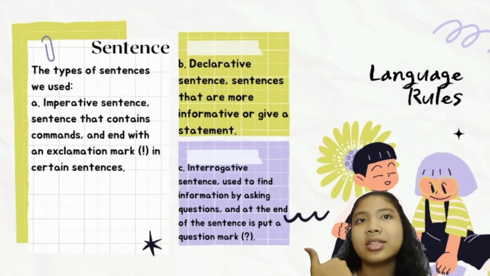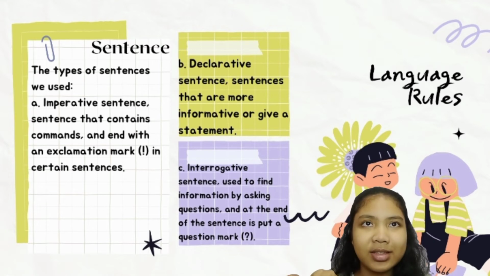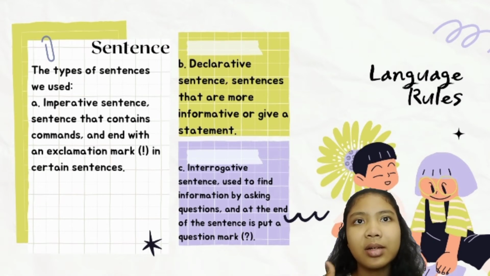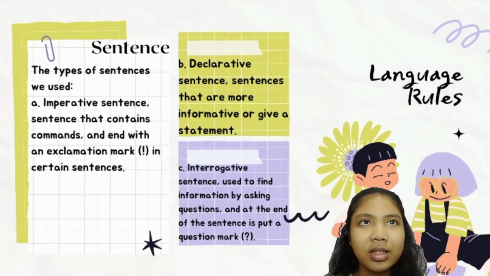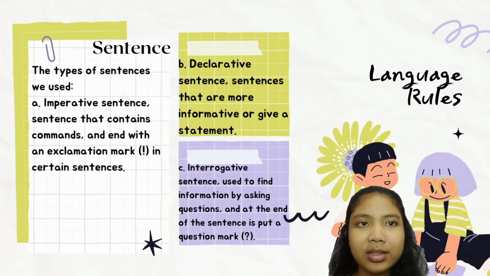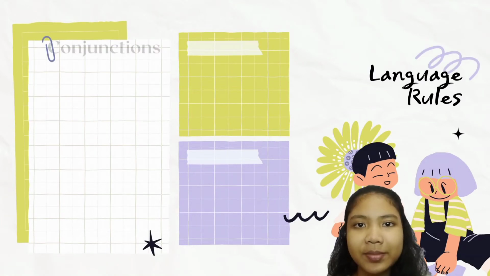Next one is declarative sentence. Sentences that are more informative or give a statement. And the last one is interrogative sentence that used to find information by asking questions and at the end of the sentence is put a question mark.